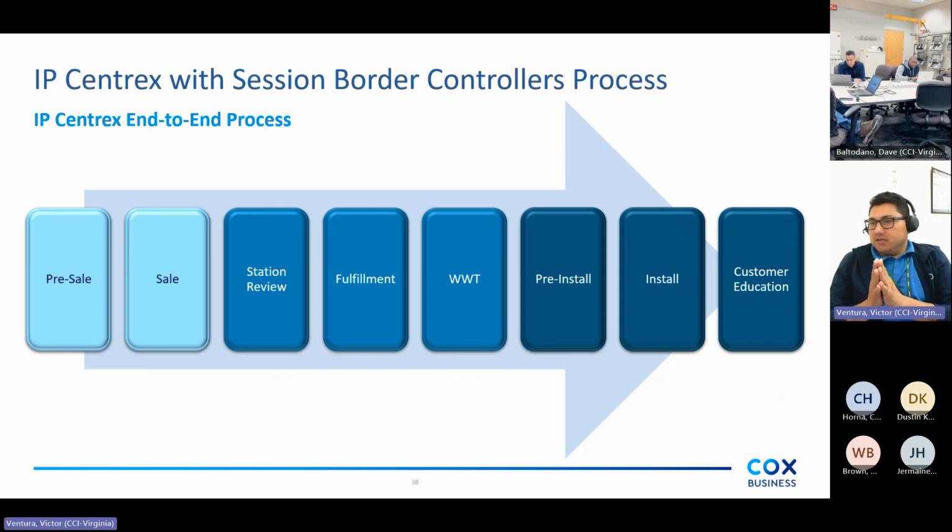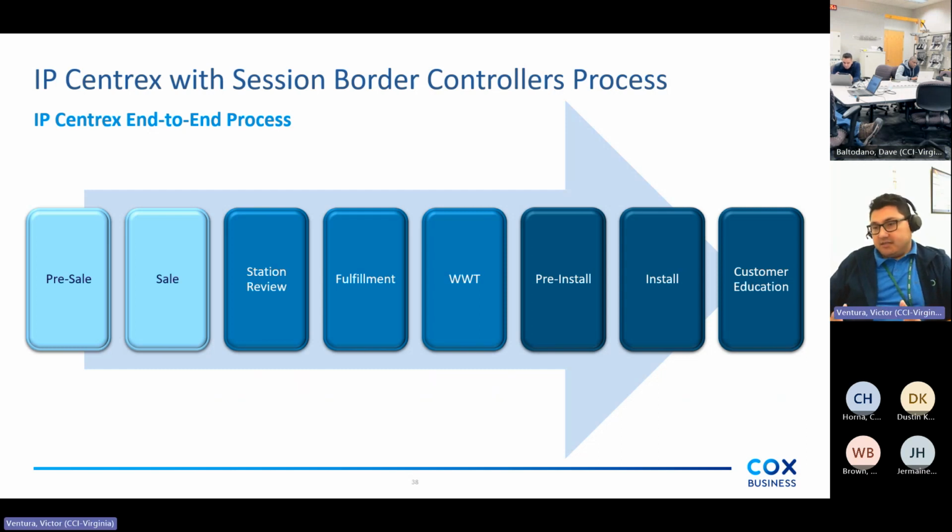So the pre-sale is just the discovery phase where a sales agent establishes a prospect with a customer and design and agree on the terms of the contract. The sale is when the customer agrees to the service from Cox by signing the contract. Once the pre-sale and sale is done, now we involve the station review. The station review is where the call flow and how the customer specific phone settings are going to be designed.